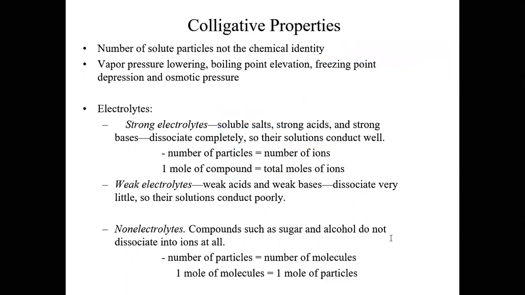And so, as you learned in Gen Chem 1, electrolytes play a key role in colligative properties, and there are 4 colligative properties: vapor pressure lowering, boiling point elevation, freezing point depression, and osmotic pressure.